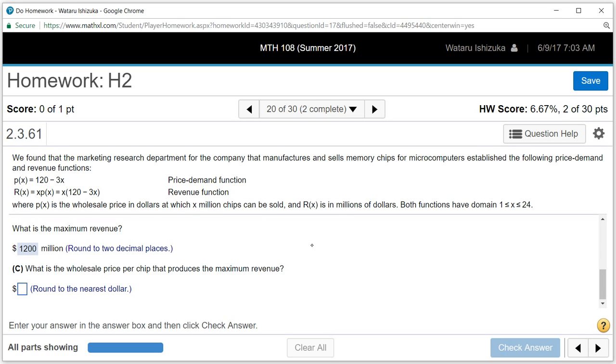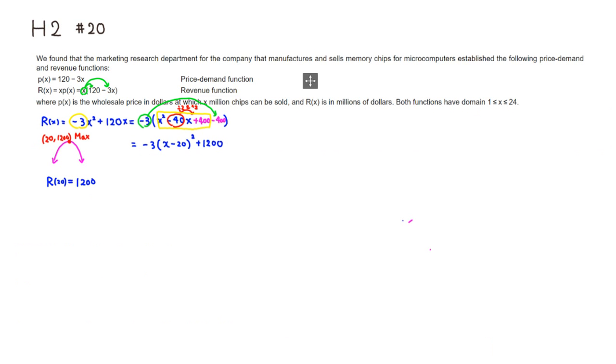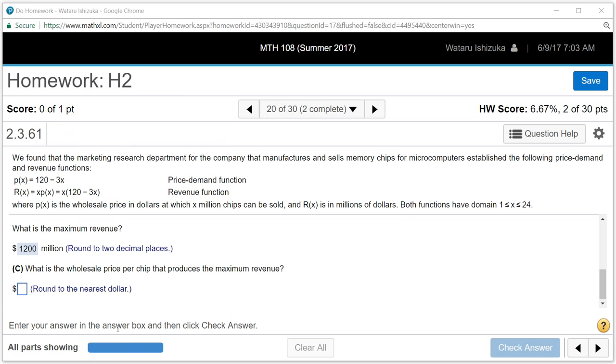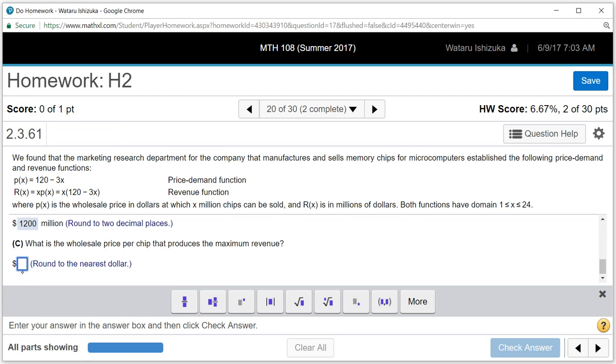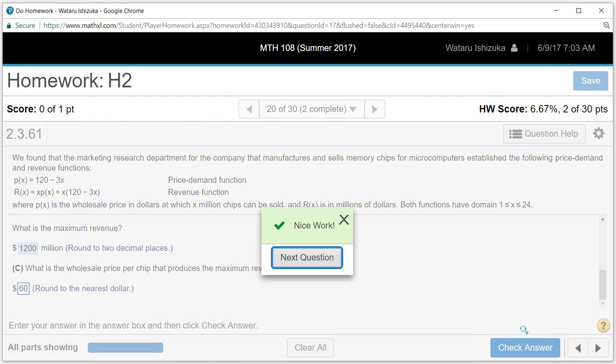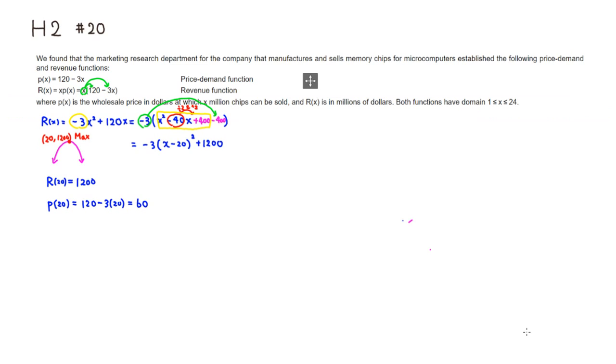Then, what is the wholesale price per chip that produces the maximum revenue? Since we want the price, we just want to find the p-value when x is equal to 20. So if you have 120 minus 3 times x, and x is 20, this is going to be 120 minus 60, so it's going to be 60. So the price is going to be $60. Let's check the answer. Alright, we got that. That's it. I hope that this was clear.